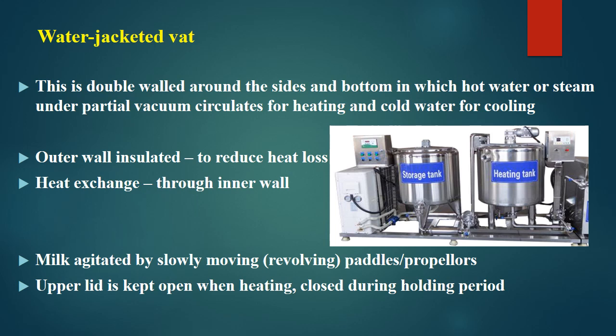So this is a double jacketed vat. In the jacket, that is the space between two walls, steam or cold water is circulated for heating or cooling. The outer wall is insulated to reduce heat loss, and the heat exchange happens through the inner walls. Milk here is agitated slowly by paddles or propellers. The upper lid is kept open when heating, and when it reaches the temperature, the holding time of 30 minutes at 62 degrees Celsius, the lid will be closed. After that it can be opened and cold water will be circulated for cooling. So this is the first type, the double jacketed vat for batch pasteurization.